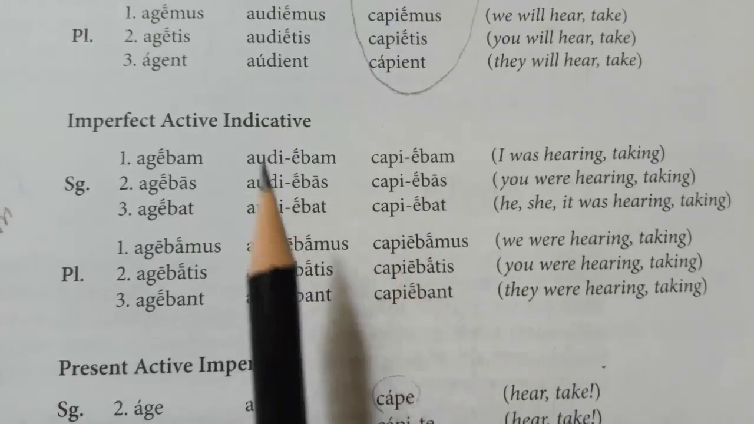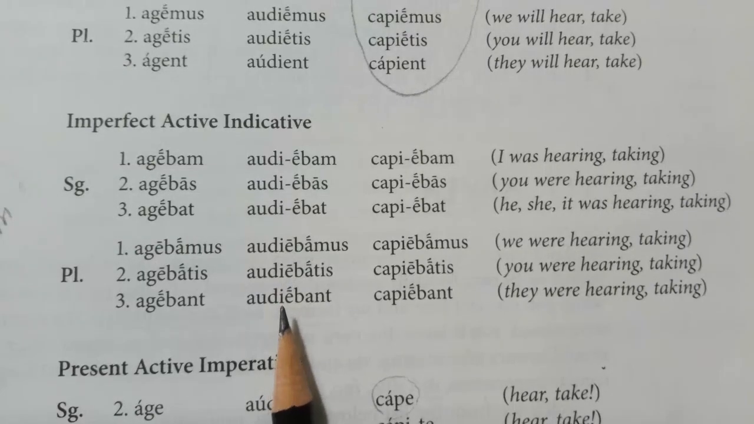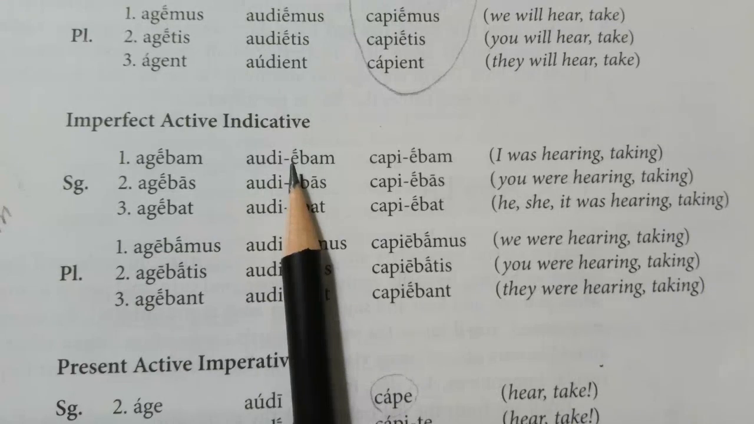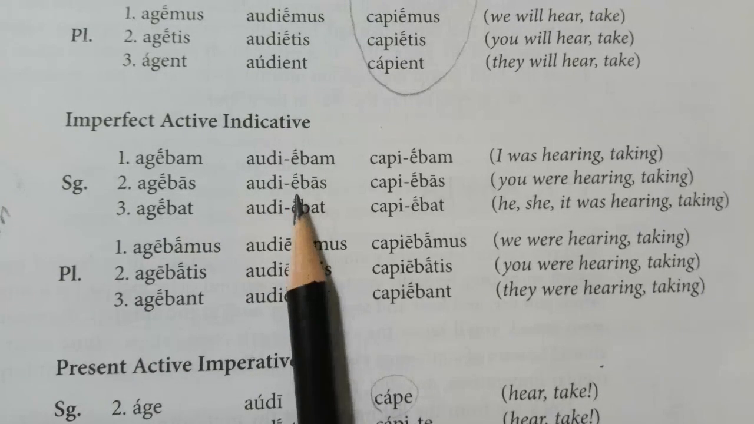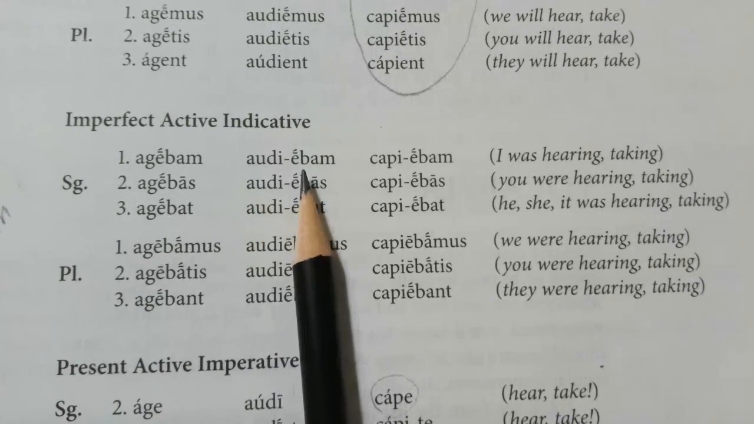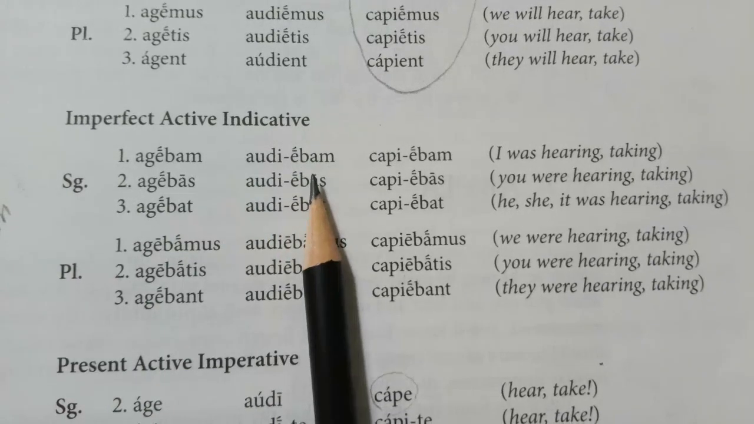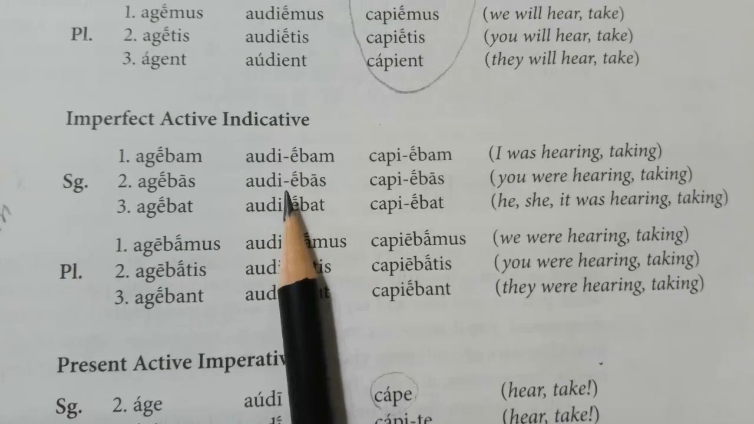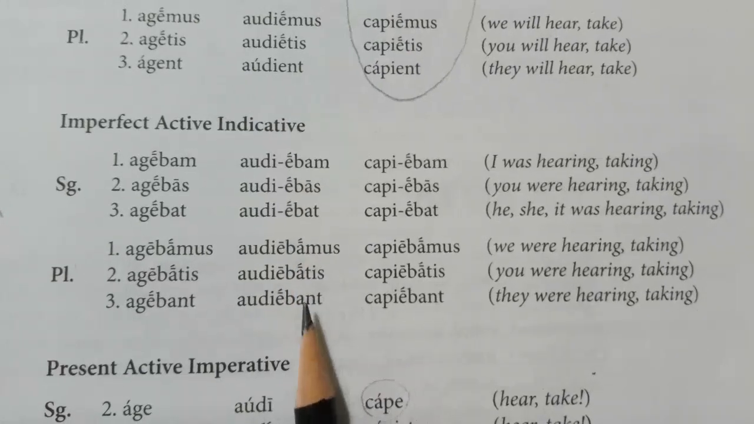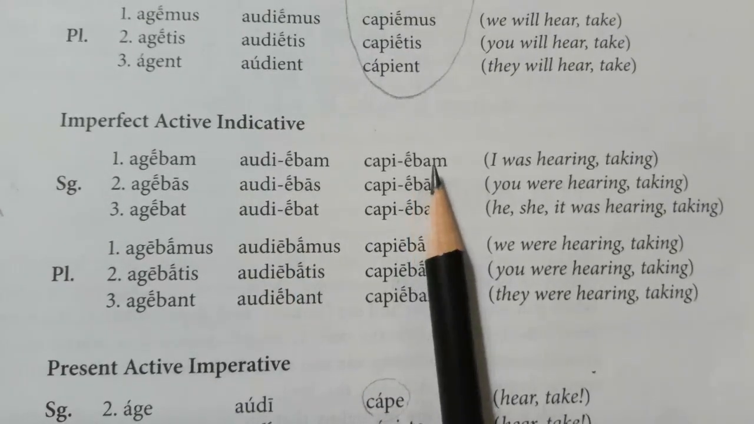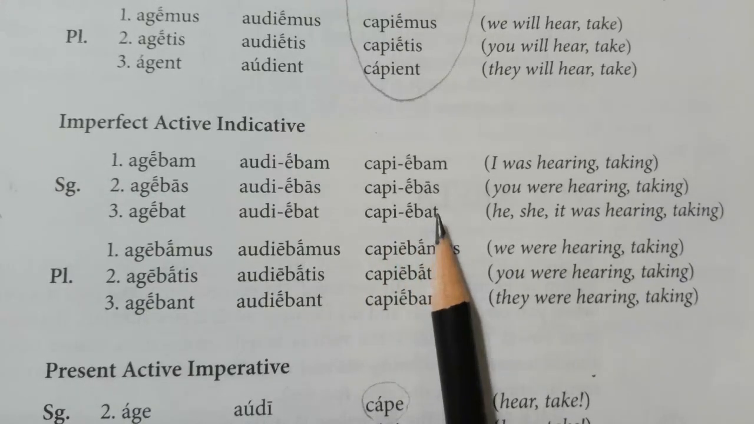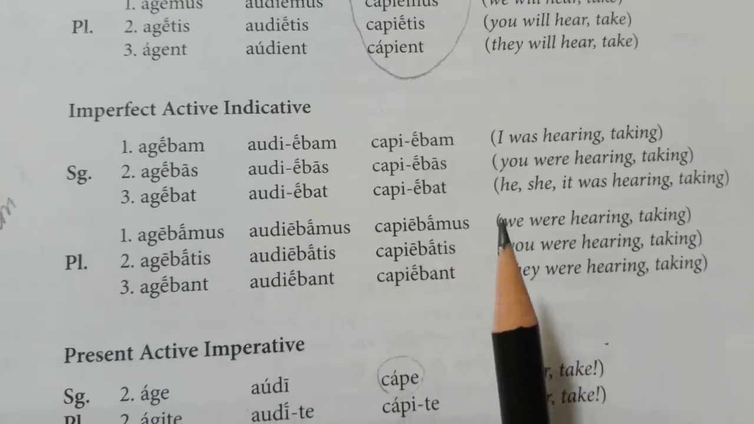Okay? Now these I's are all short, because you're going to have the A here. I'm using Latin pronunciation there. In English, it's the E. It's not just audibam, audibas. That is not that way. It's audiebam, audiebas, audiebat, and so on. And then capiebam, capiebas, capiebat, and so on. Okay, so that's not expected.